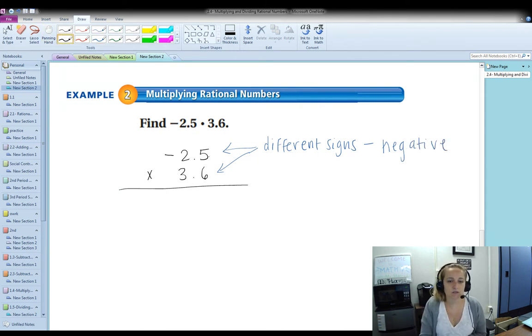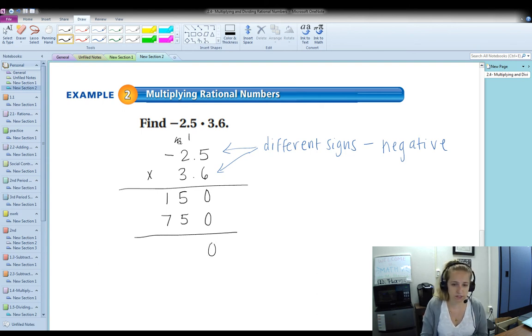Okay, let's get started. 5 times 6 is 30. So I put the 0 there, and then I carry the 3 over. 2 times 6 is 12, plus the 3 is going to give me 15. Then remember, we put a 0 here. Then we do 3 times 5. That's going to give me 15, and I carry the 1 over. And then 3 times 2 is 6, plus 1 is going to give me that 7. All right. So now add them up.